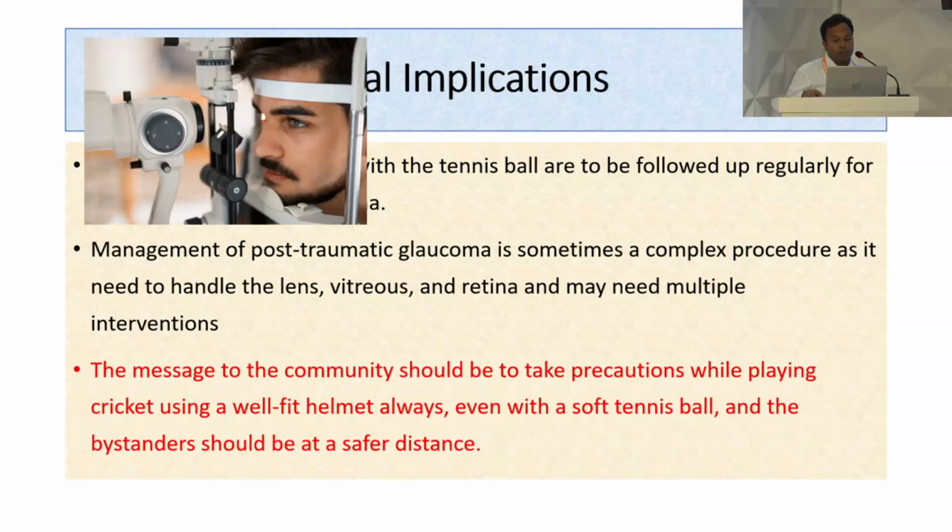And the message to the community should be to take proper precautions while playing cricket, using a well-fit helmet, because the helmet has various types, and one with the nose bridge cannot prevent the injury even with a soft tennis ball. And the bystanders should stay at a safer distance and be vigilant.